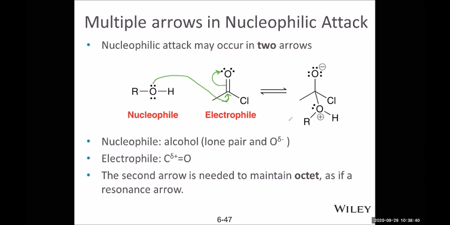Any questions? We got quite a few arrows to push around, but start from the lone pair or pi electrons, because those are the nucleophiles.